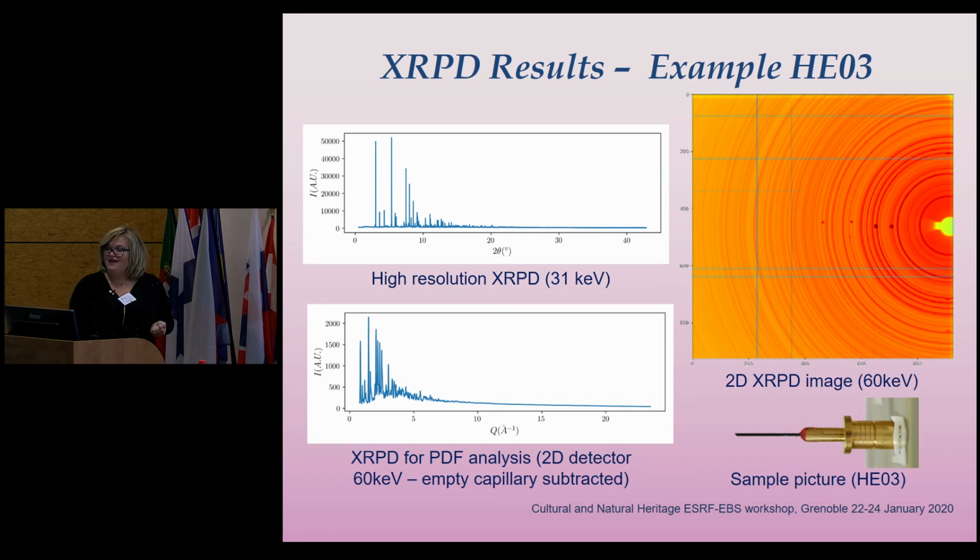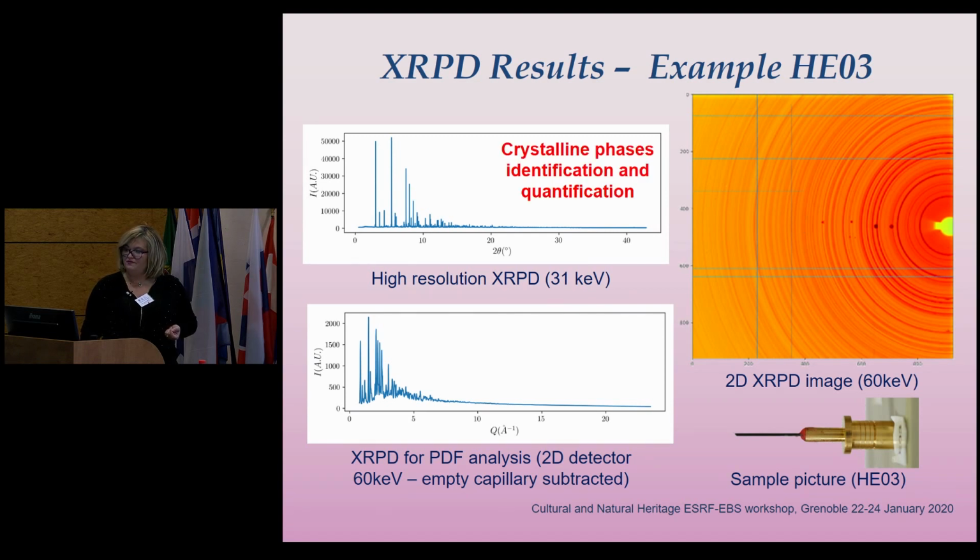So here is just an example of our sample, with high resolution X-ray diffraction. You will see at first the first pattern, at low energy, where Pierre Olivier could study the amorphous part of carbon black. And here is just the optical image of the sample put inside the capillary.